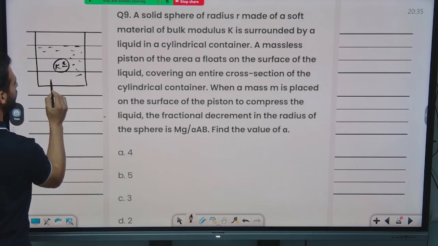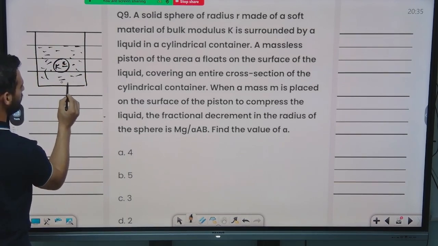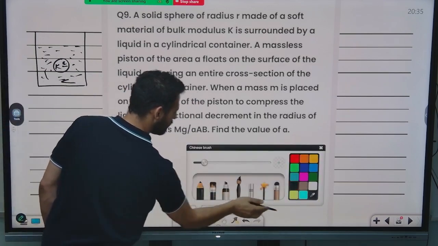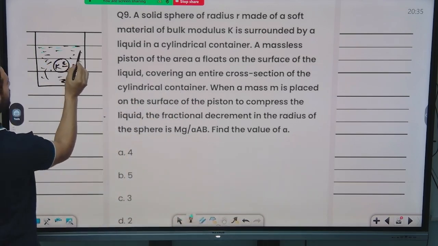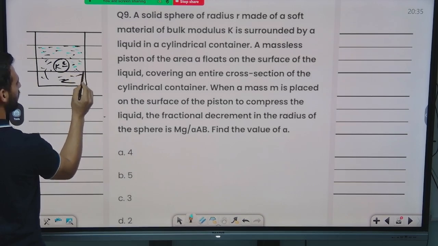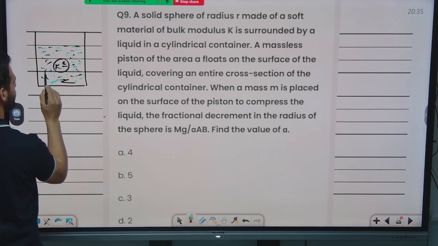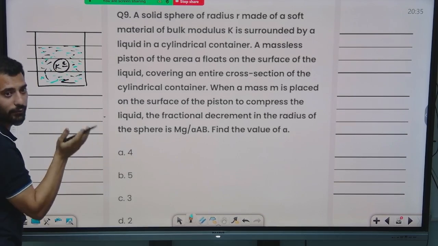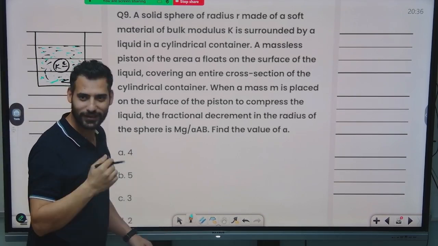Fine. It is liquid, man. Liquids can't be shown by black. No, it will give a bad impression. Come on. I can show it by red as well.